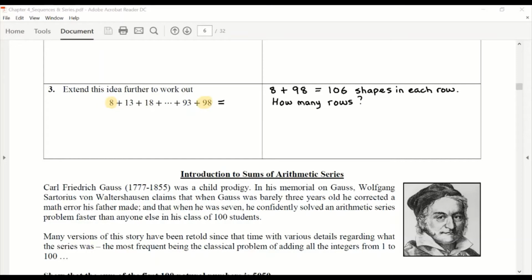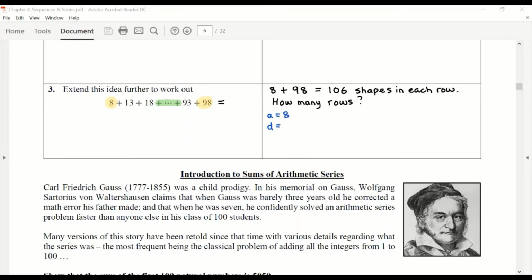This is where it's a bit tricky in this situation, because we don't actually know. We've been given some of the terms, but not all of them, because we have this plus dot dot dot situation. So we need to find out how many rows there are. Well, let's do a bit of work here. We know the first term is 8, and we can easily work out the common difference.